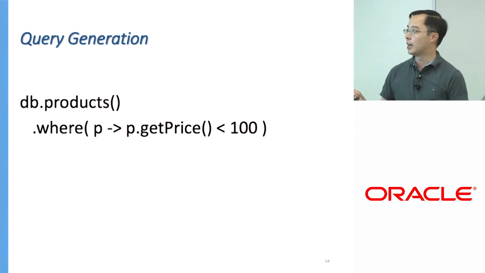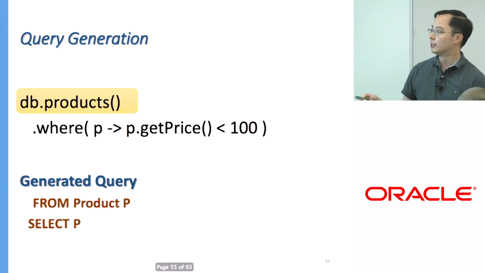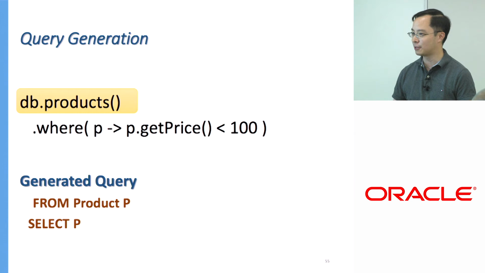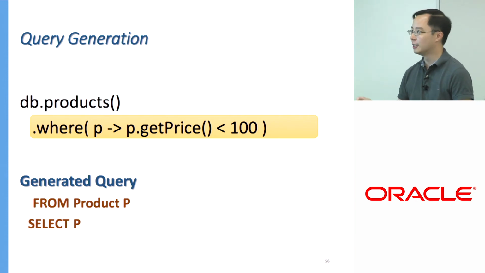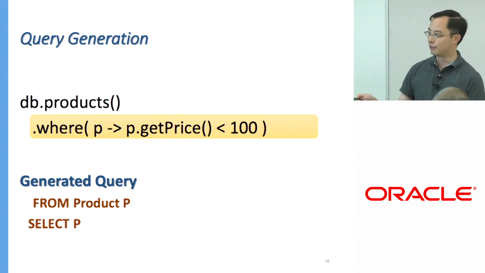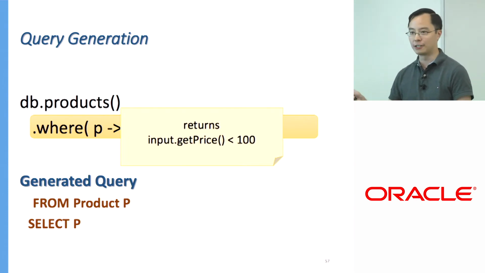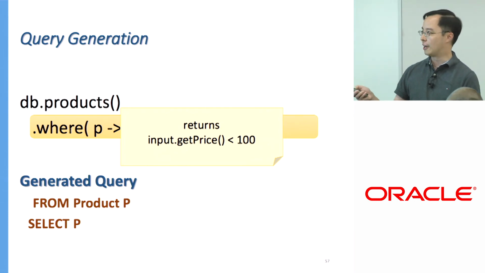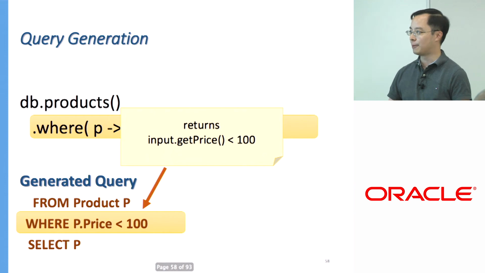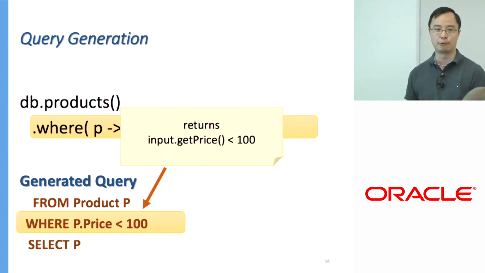When we actually run the code, we can generate queries from it. When you run db.products, as I mentioned before, it's backed by this query here, which gets all the products. Then when you call the where method, we get this lambda function, and inside the where method, we analyze the lambda function. We can see that it checks whether the price of the input is less than 100. From this expression, we can then slam it into the query to create the new query.